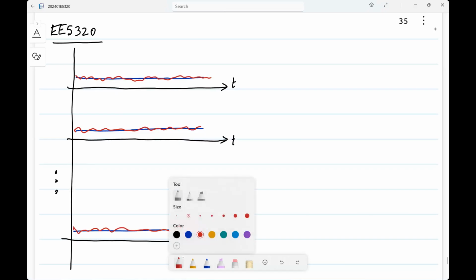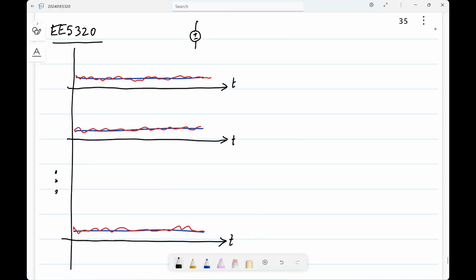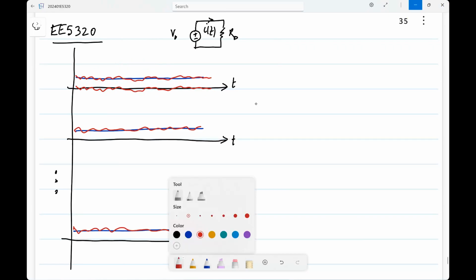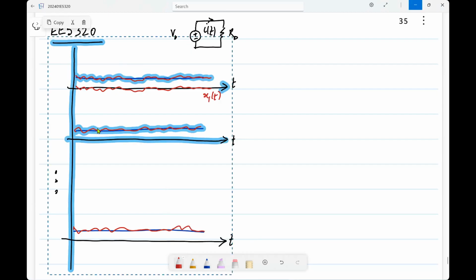So what are we measuring here? Let's say we have some voltage V naught across R naught. All of them have exactly the same value, and I'm measuring I of t. Now this extra part, if I show only the difference between the actual and the nominal, that is what we call noise. Let's say we call this noise x1 of t.